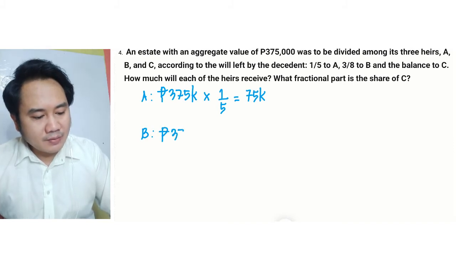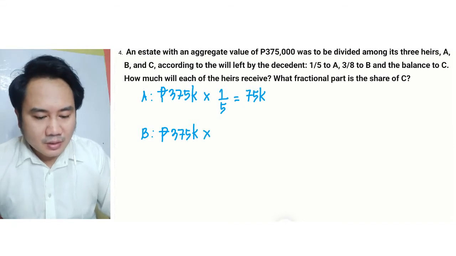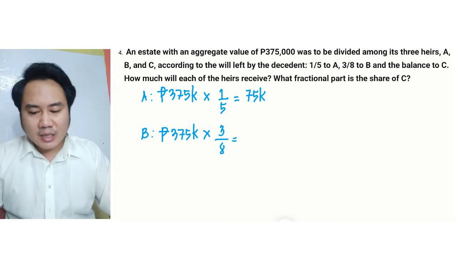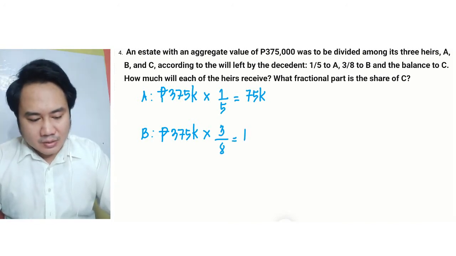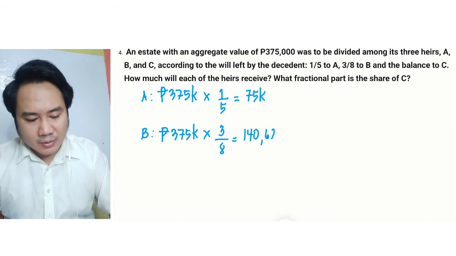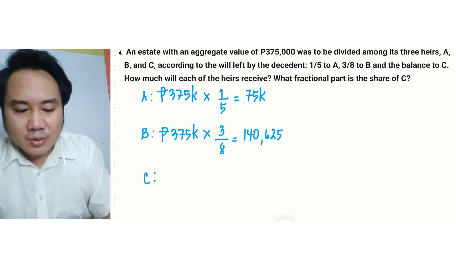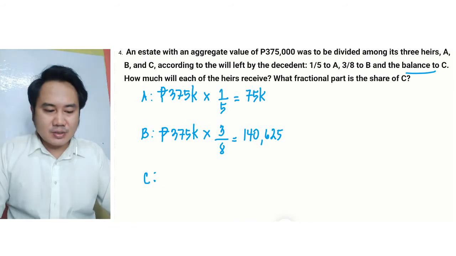So, 375,000 times, mapupunta kay B ay 3/8. 75,000 times 3/8 is 140,625. So, we are going to determine magkano yung mapupunta kay C, which is the remaining balance.